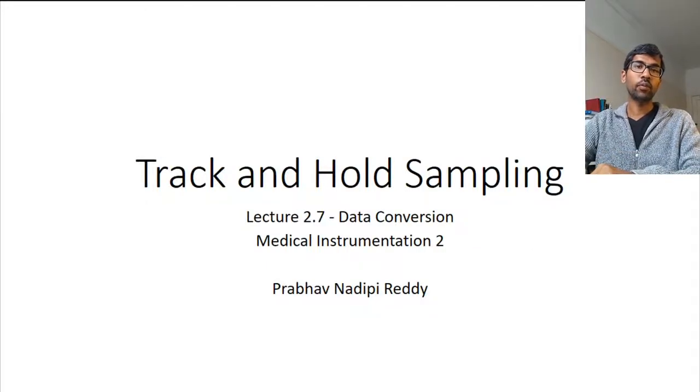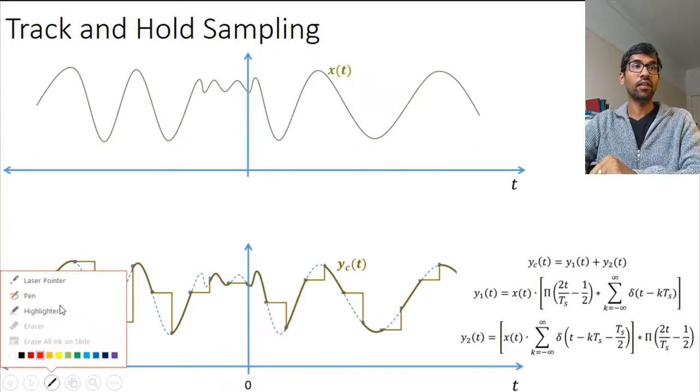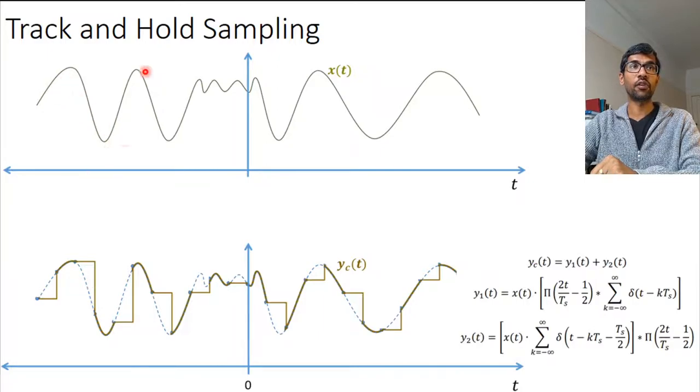Okay, in this video, we are further going to work towards a more practical sampling circuit. What we are going to look at is called a track and hold sampling circuit. So here's how a track and hold sampling circuit would look like. We have the analog signal here as before.